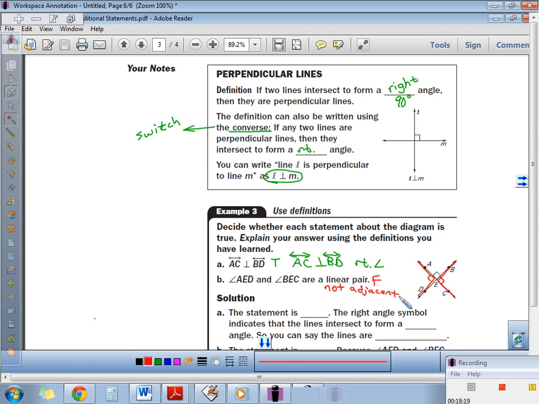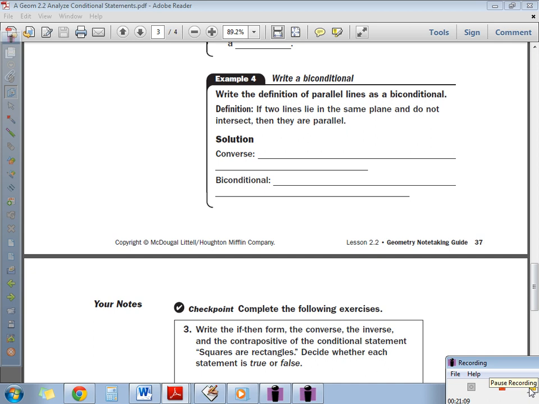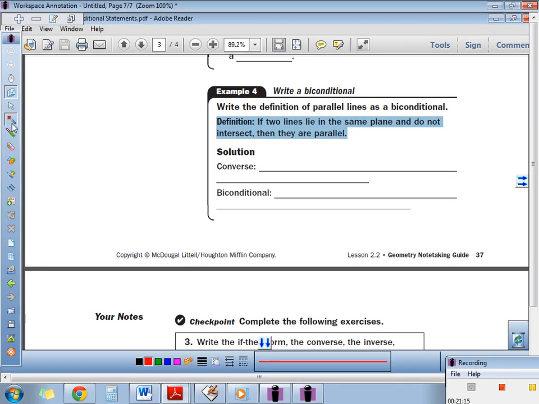If they're not adjacent, stuck to each other, sharing the same ray, then they cannot be linear pairs. Example 4 has two parts. It wants you to take this definition right here, and write it as a converse and as a biconditional. Let's write out to the side, what does converse mean? Switch. If you're not getting that by now, you really need to study. And what does biconditional mean?